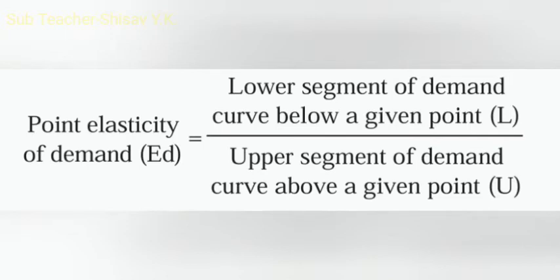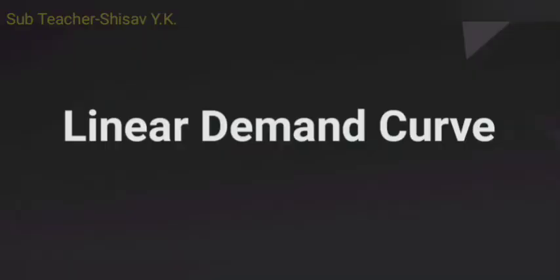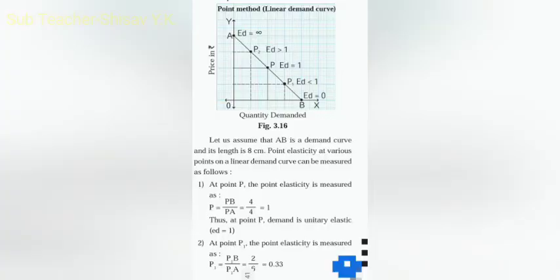Demand curve may be either linear or non-linear. So students, we see linear demand curve. When the demand curve is linear, that means a straight line, we extend the demand curve to meet the y-axis at point A and x-axis at B. Price elasticity of demand at x-axis is 0 and at y-axis is infinite. Elasticity of demand will be different at each point. See, in this figure, let us assume that AB is the demand curve and its length is 8 cm.